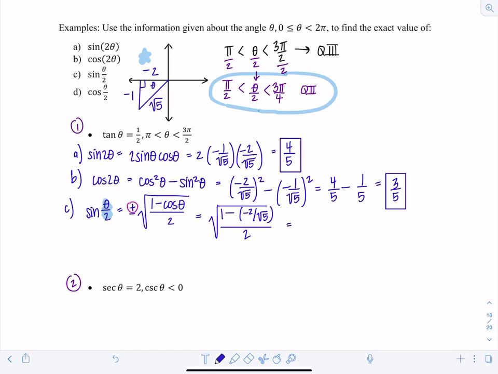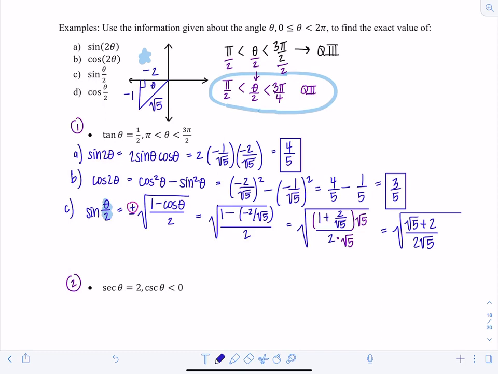Okay, so let's clean up a little bit. This is going to be the square root. I have 1 plus 2 over rad 5 over 2. And now I want to rationalize the denominator and get rid of that radical. Okay, so the first thing I'm going to do is multiply by rad 5, so I don't have a fraction within the numerator. Okay, so now we have the square root. This is going to be rad 5 plus 2 over 2 rad 5.